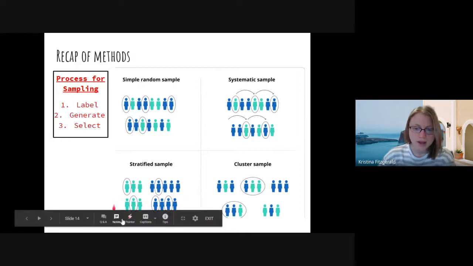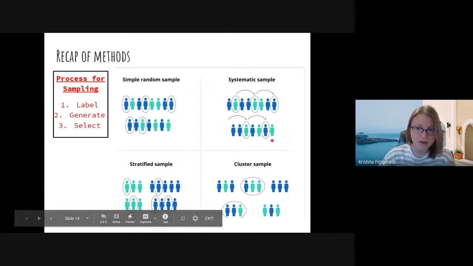Stratified, again we're going to group them by color in this case, and then randomly pick from each group to guarantee that our sample is going to be representative. We get a little bit of everybody. And then cluster, we just grab a couple of clusters. So you see this cluster's got some greens and some blues, this one's got a green and a couple of blues. So if we grab a couple of those, we'll have our sample be representative that way. So clustering is a little bit easier to pick.